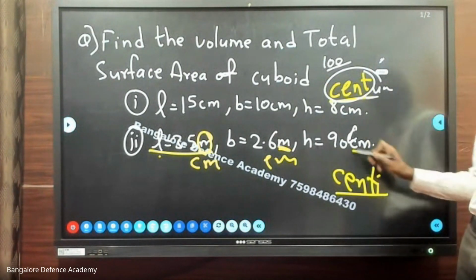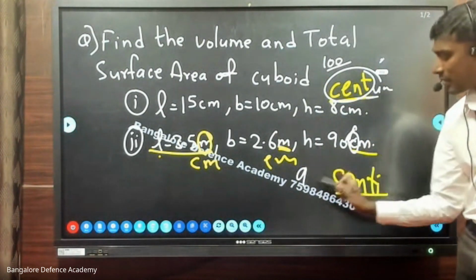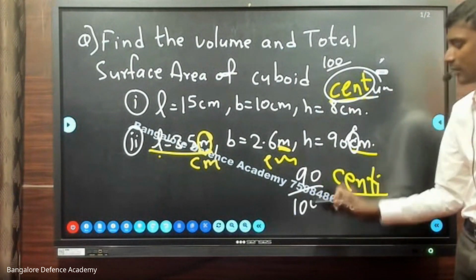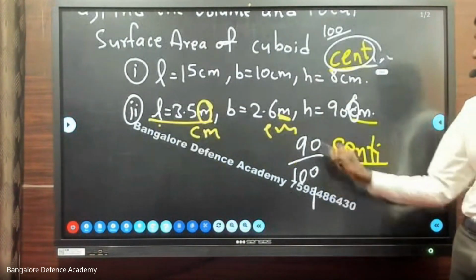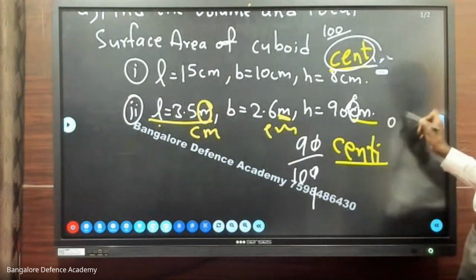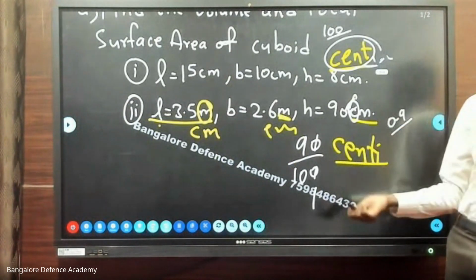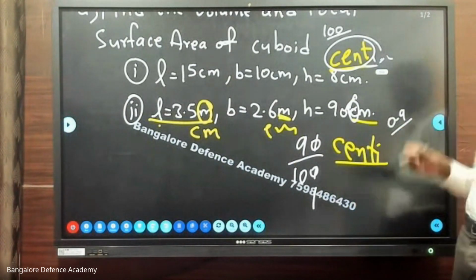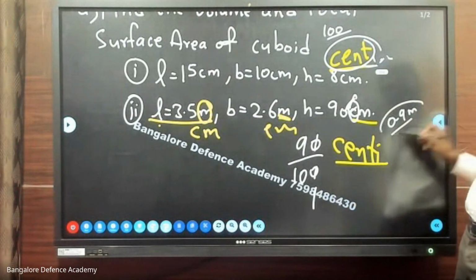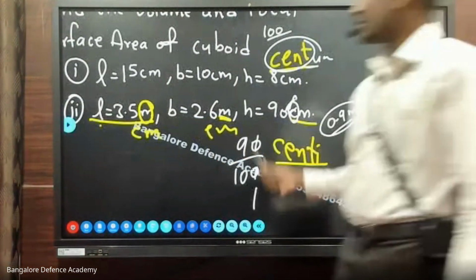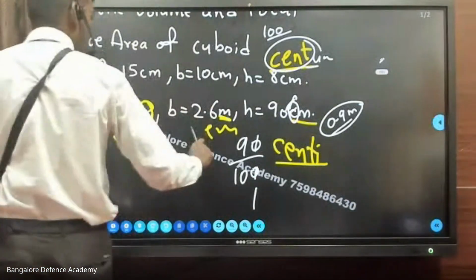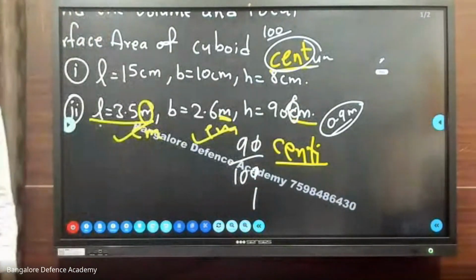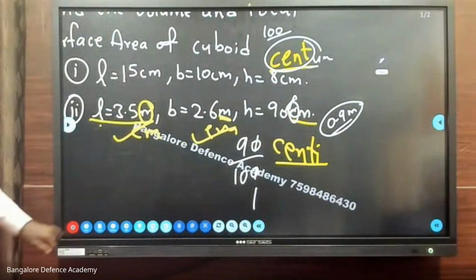So once again, what is going to come here? 100. So divide 90 by 100. Whenever you see centi, 0 cancel. What you get? 9 by 10. 0.9. So 0.9 meter. You understand? So now you can convert everything into meter. 3.5 meter, 2.6 meter and 0.9 meter. Now use the same formula, you get the answer.